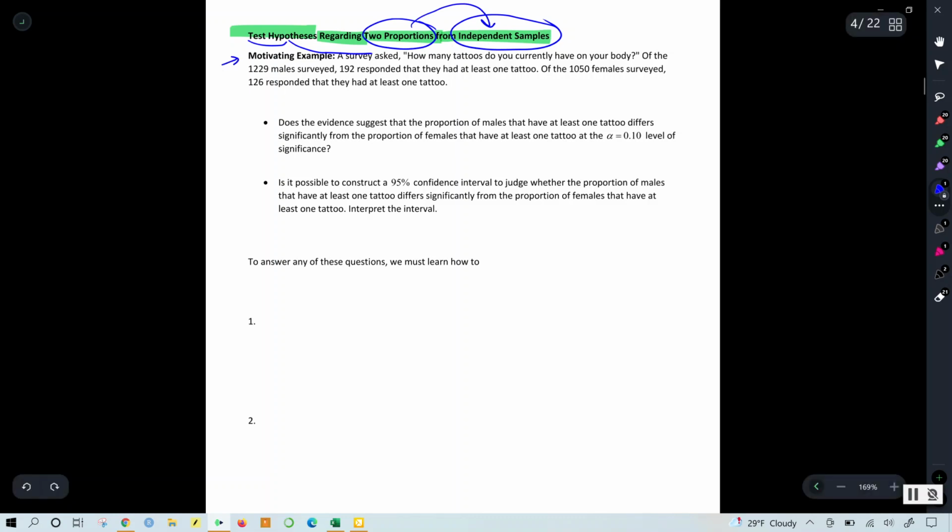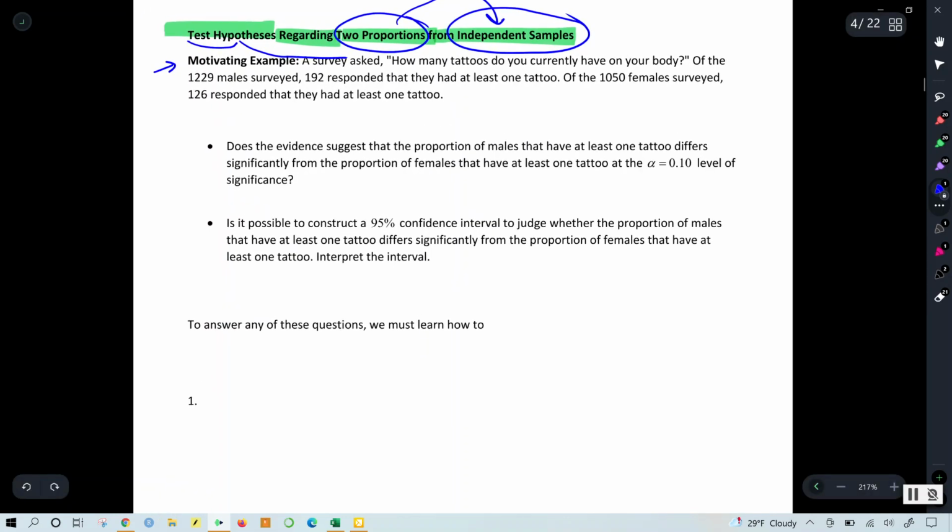So we consider a motivating example, and here we're told about a survey that asked, how many tattoos do you currently have on your body? Of the 1,229 males surveyed, 192 responded that they had at least one tattoo. However, of the 1,050 females surveyed, 126 responded that they had at least one tattoo.